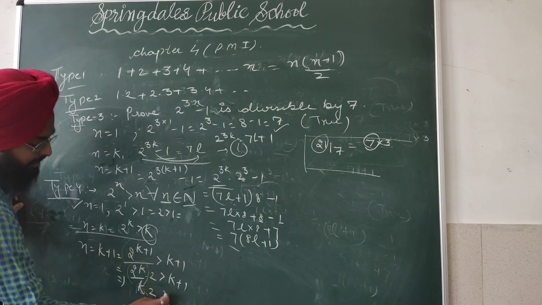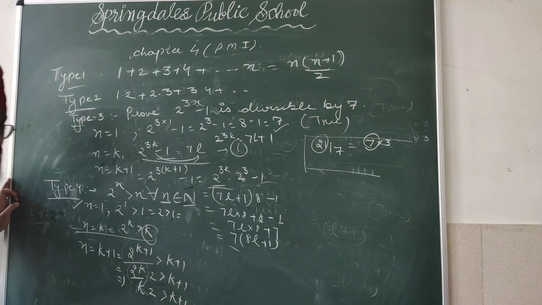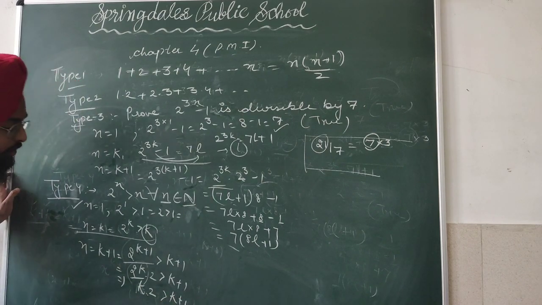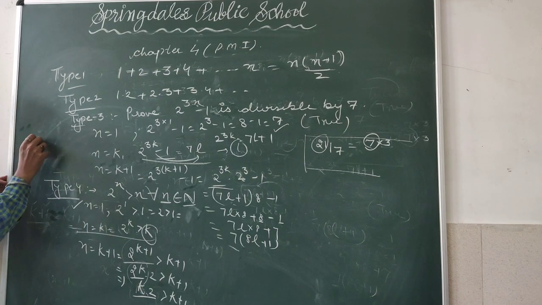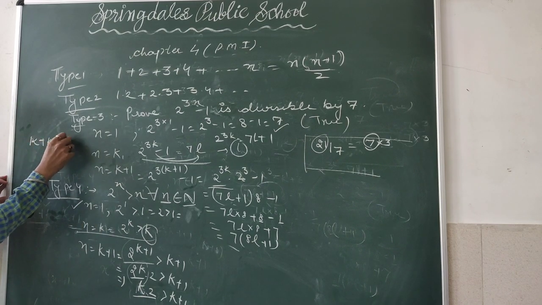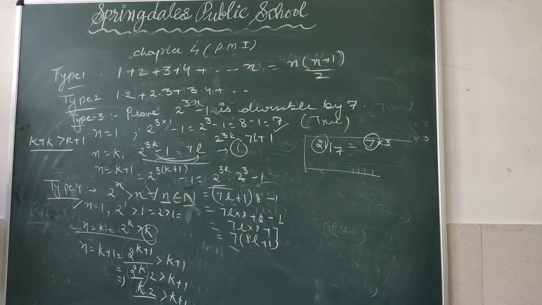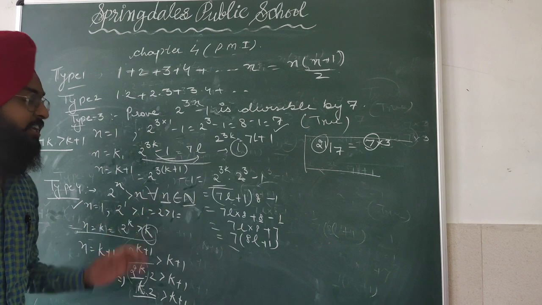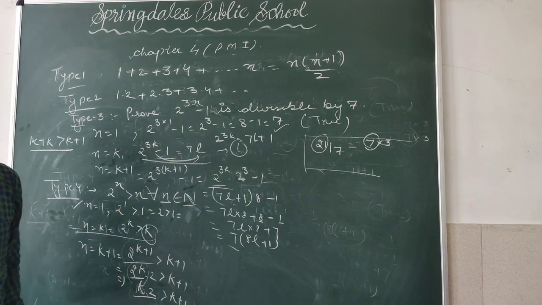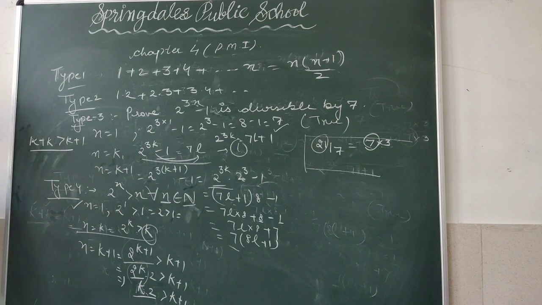2 into k is greater than k plus 1. 2 into k. You can write 2k as, अब 2k को क्या लिख सकते हो? k plus k is greater than k plus 1. And this is true. Double time of k, k plus 1 से हमेशा बड़ा होगा. For every natural number, कोई भी natural number आप put कर सकते हो यहाँ पे. Clear है जी? बड़ा हो जाएगा, so it's true. This condition is true. Clear? So that's a fourth type.